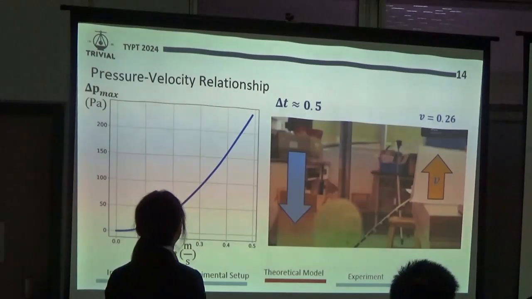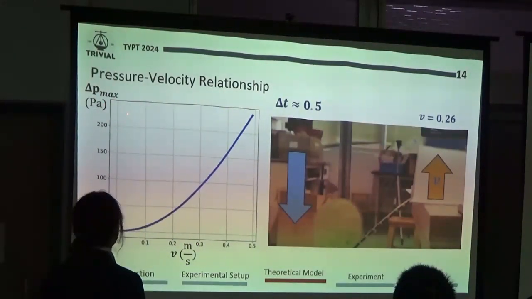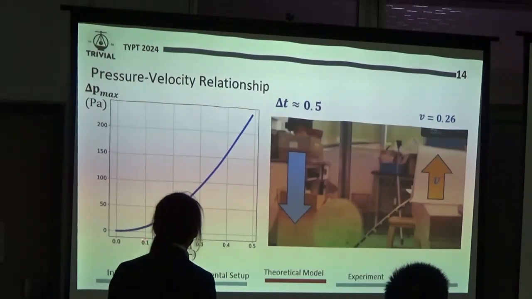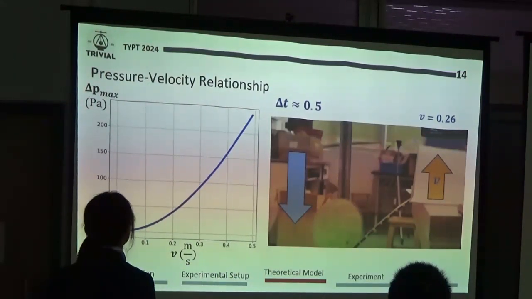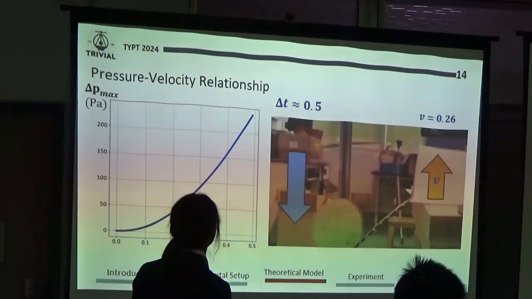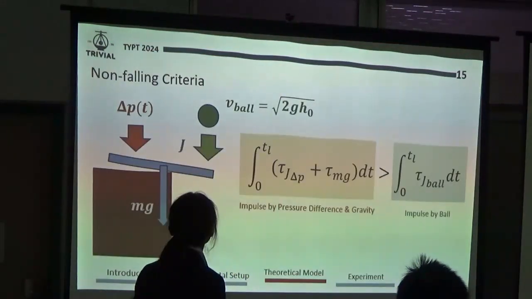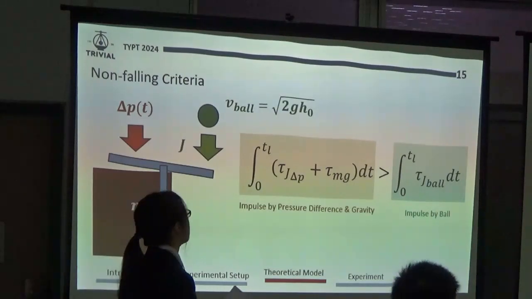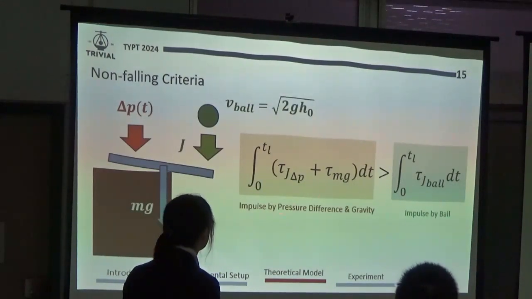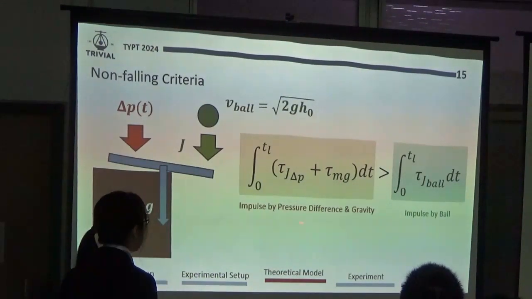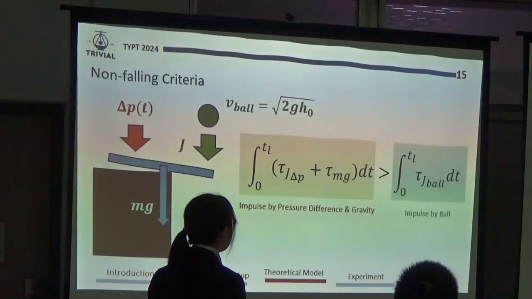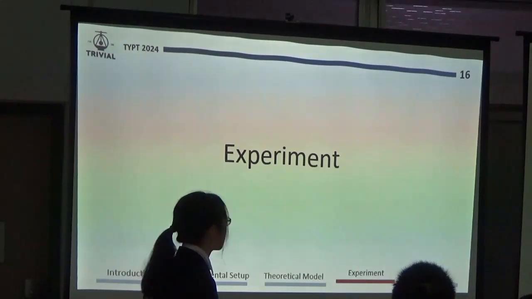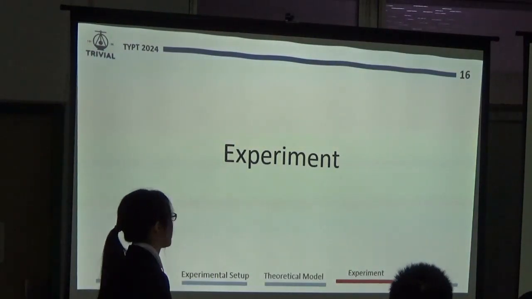Okay, so if we plot the pressure difference versus the velocity of the paper moving up, we can see the faster the paper moves up, the larger the pressure difference is. Okay, so next, a criterion for the ruler to not fall is that the impulse created by the pressure difference and the gravity of the ruler is larger than the impulse created by the ball. So now for our experiment.